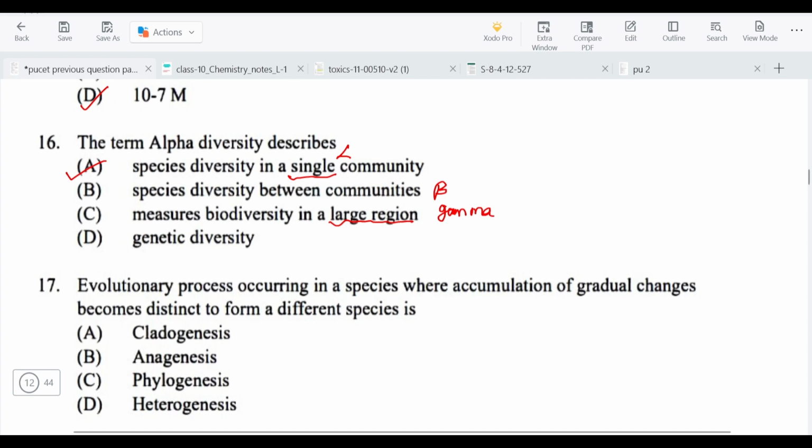Next question, the evolutionary process occurring in a species where accumulation of gradual changes becomes distinct to form a different species is called anagenesis. So anagenesis is a gradual evolutionary change, and it occurs within a lineage, right?